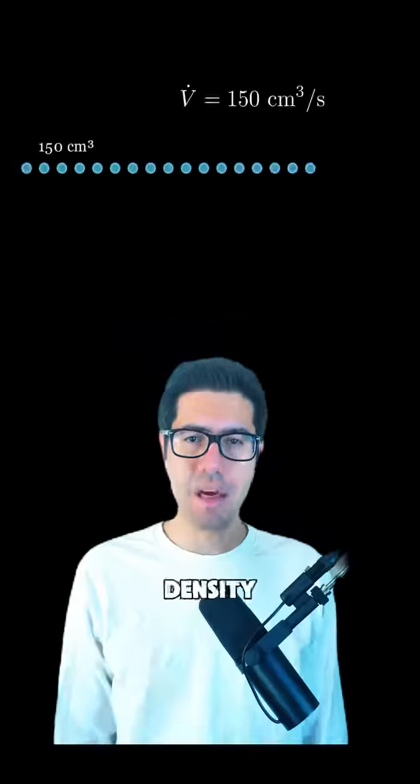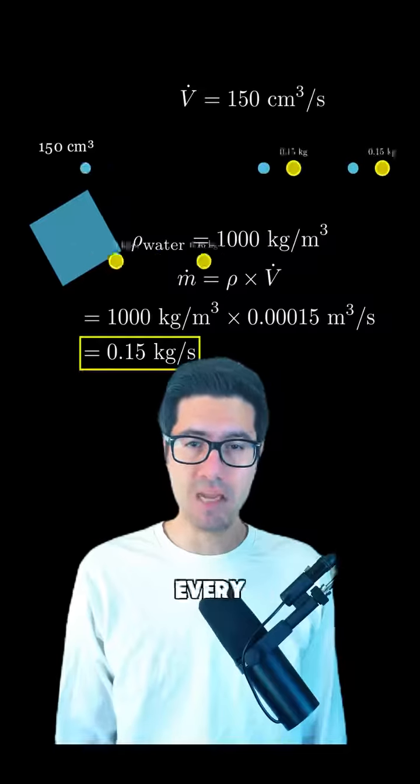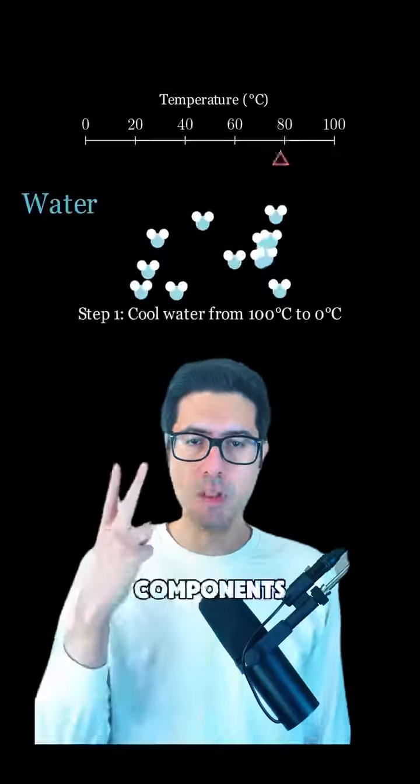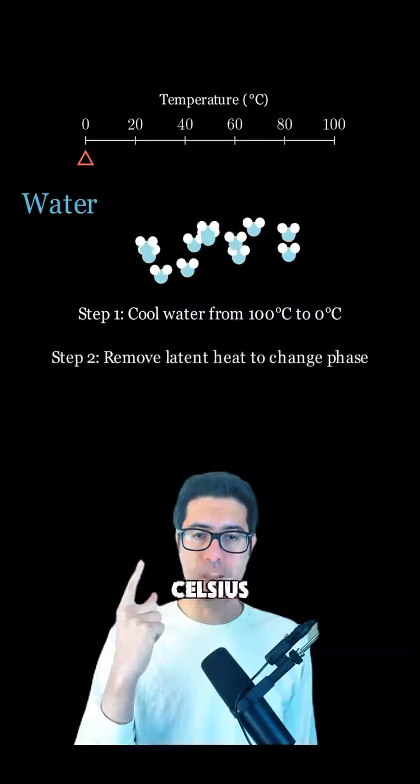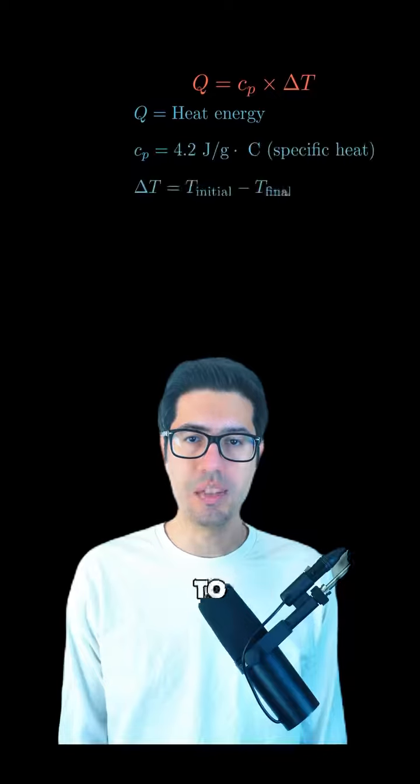Then we multiply this by the density of water at 1,000 kilograms per meter cubed, and we get the mass flow rate, which is the mass of water leaving the kettle every second. For the water to turn into ice, we need to remove two components of heat from it. One for cooling the water from 100 to 0 Celsius, and another for changing the phase of the liquid water to ice.